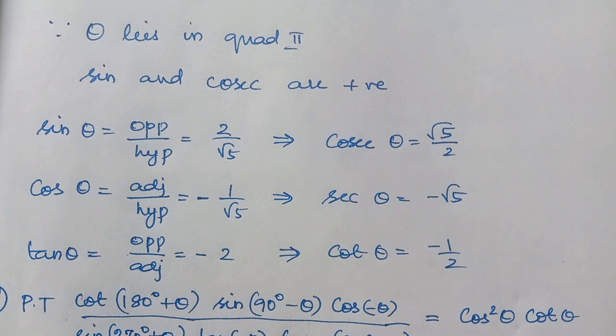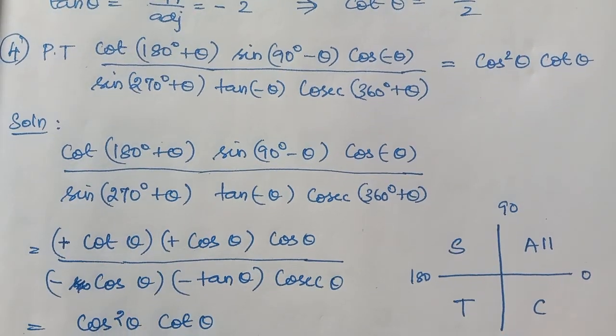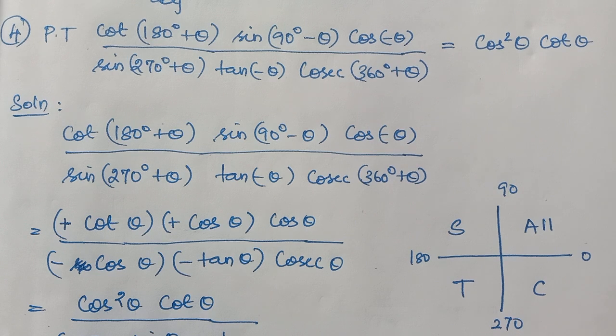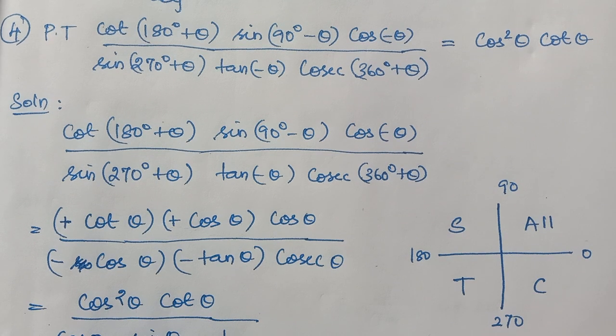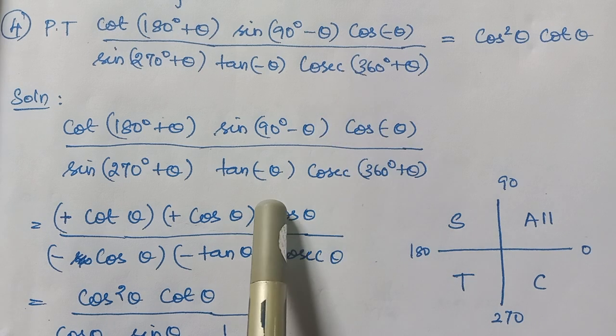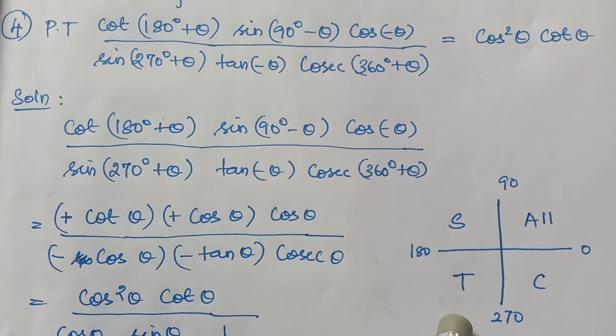Now the next problem, sum number 4, which is a very important 5-mark question. Now see here, sum number 4, it is very simple also. You can easily find the value. It's given as a statement that the left hand side we have to prove equal to the right hand side, which is cos square theta into cot theta. Okay, fine.